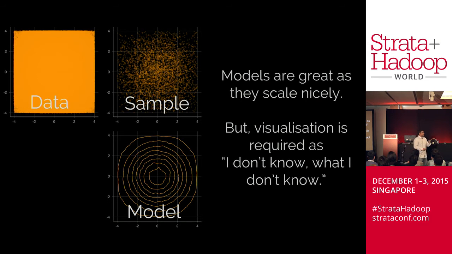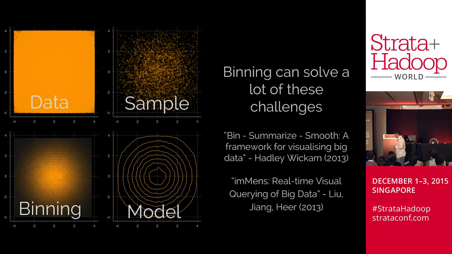So if I can't map the whole data, I can't sample it, I cannot model it, then maybe the option is to bin it, right? Binning inherently is a way of aggregating the data in some way, or in this case, 2D bins, to actually start to solve a lot of these challenges.